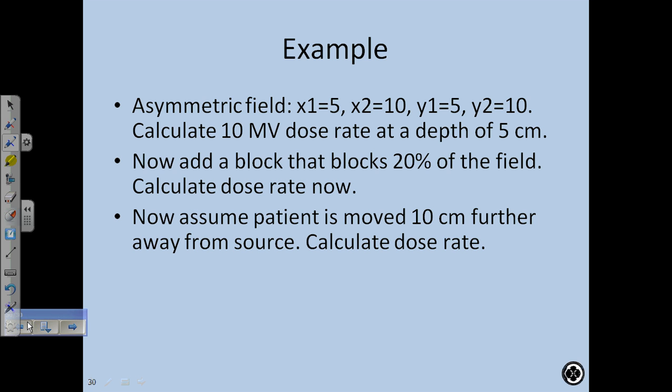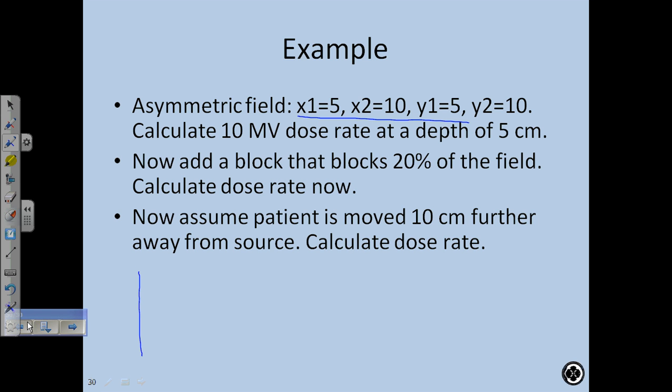Now add a block that blocks 20% of the field and calculate the dose rate. Now assume the patient has moved 10 cm further away from the source and calculate the dose rate. The first part we've already done, the only difference is that it's an asymmetric field. So the field would look something like this.